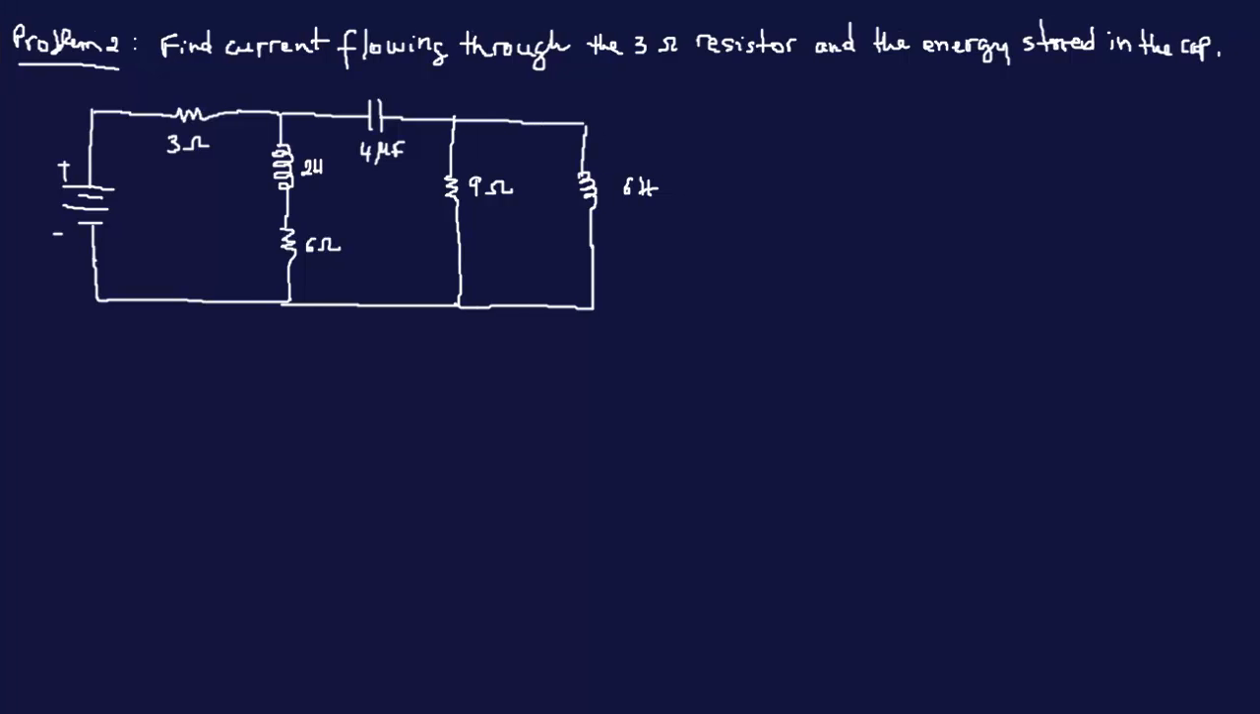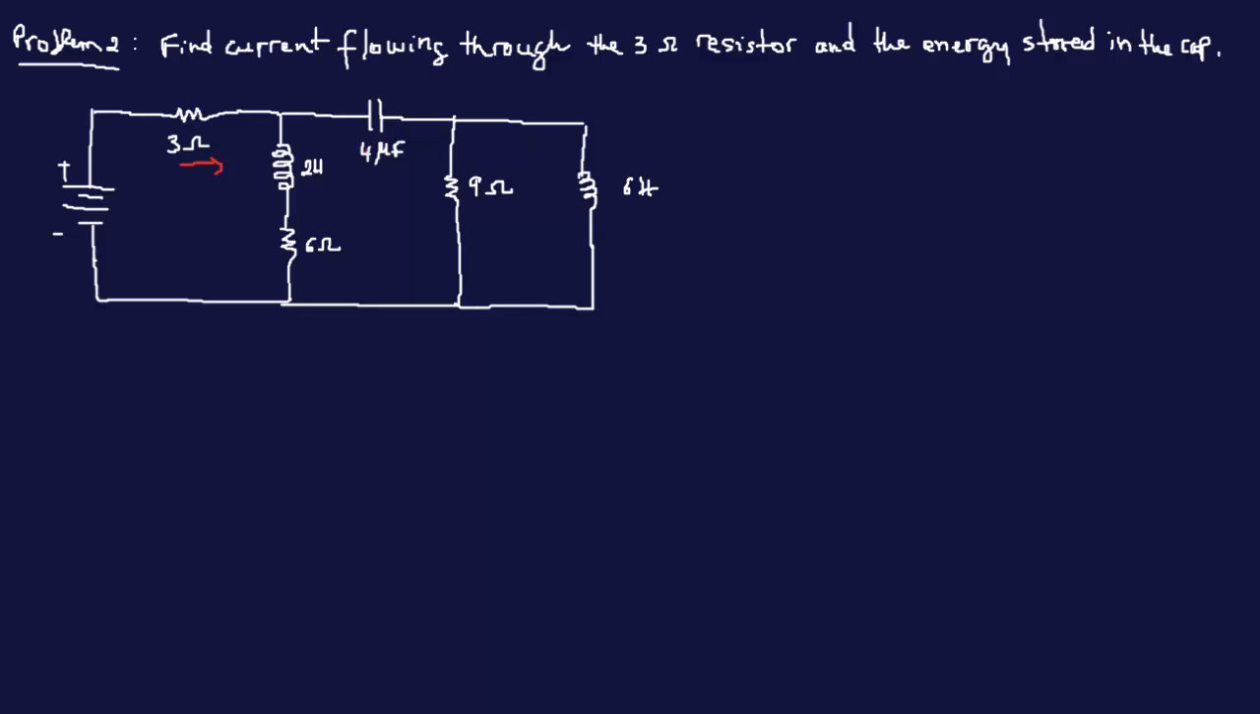Find the current flowing through the 3 ohm resistor and also find the energy stored in the capacitor. So where's our 3 ohm resistor here? So find the current flowing through here. Notice that we have an inductor and we also have a capacitor.